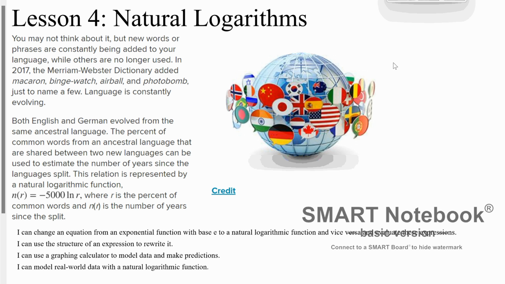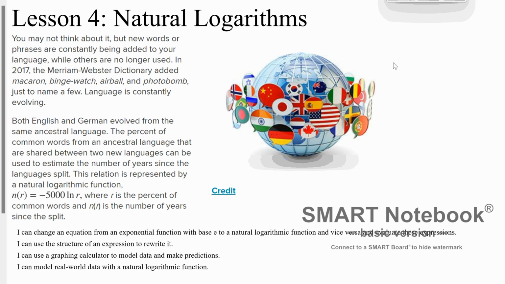So we can express this equation right here. N of r equals negative 5,000 ln of r, where r represents the percentage of common words that two languages might have, and N of r is the number of years since they split. So you could use this logarithmic equation to find out how long ago two different languages came from the ancestor language.